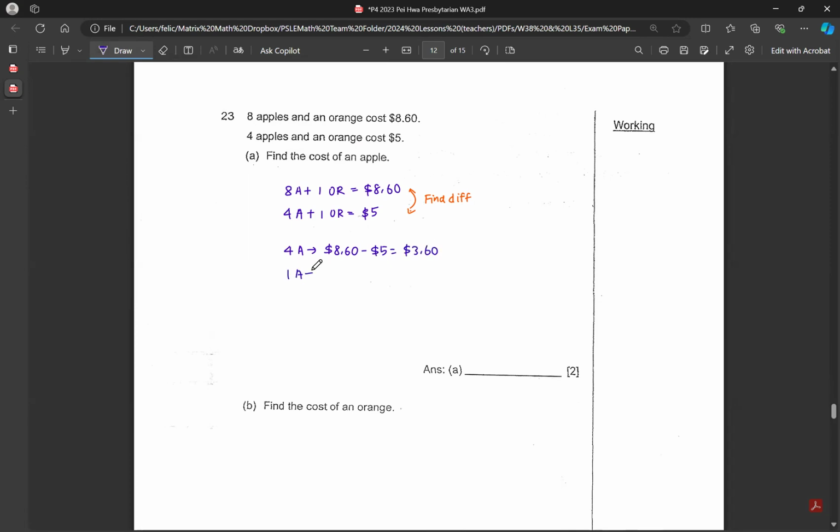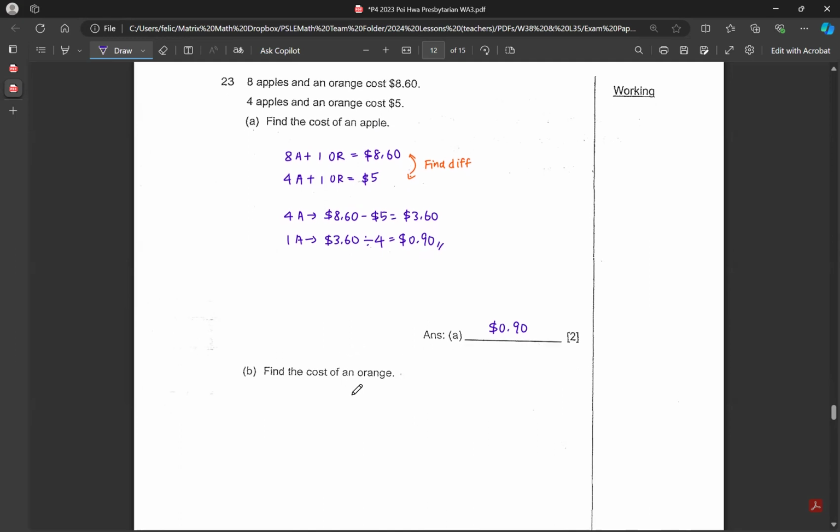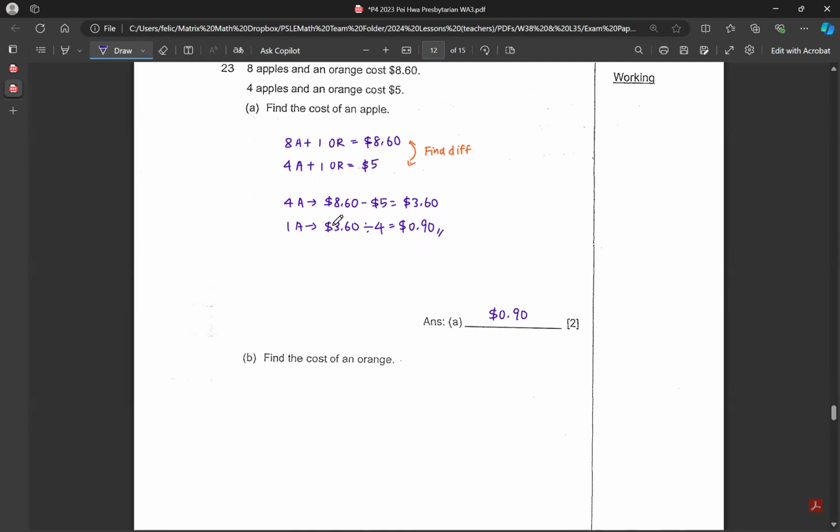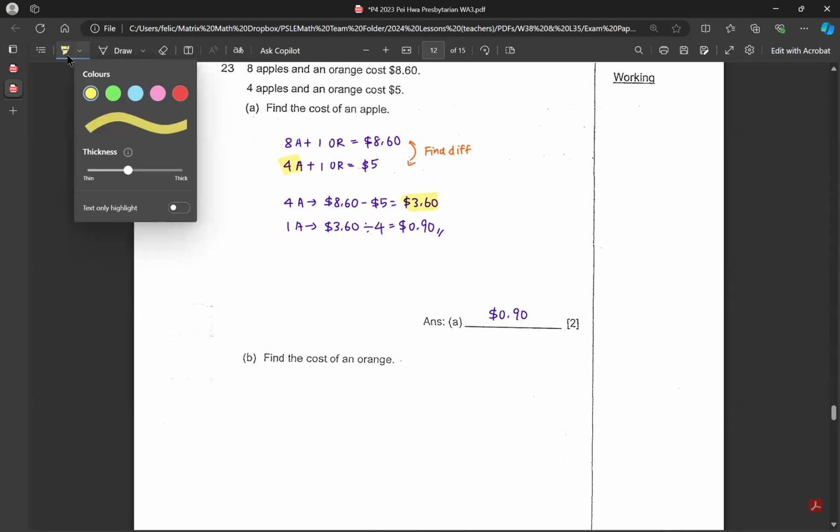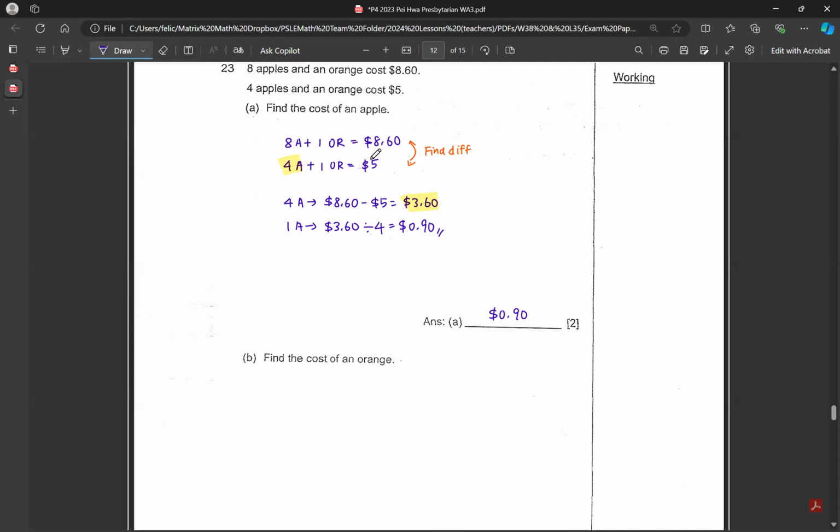Now we can find the cost of 1 apple. Just do the division. So it's 90 cents. Now the next one, find the cost of an orange. To find the cost of an orange, easy, because remember earlier on, we already know 4 apples is $3.60. So to find 1 orange, just use the second equation here. Take $5 minus your $3.60, which will give us $1.40.